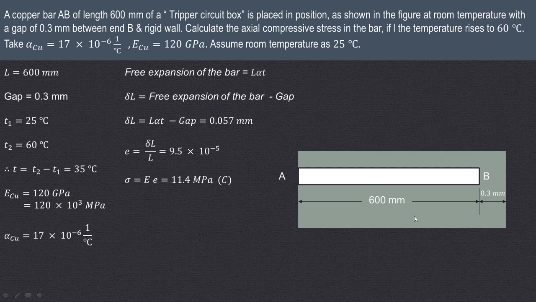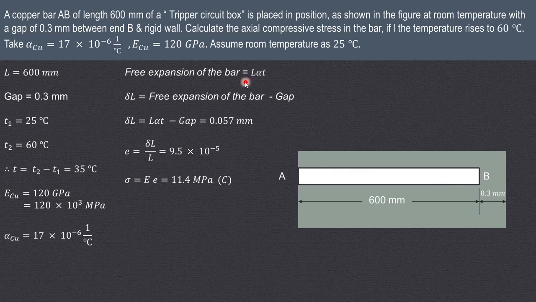So length of the rod is 600 mm, that is L is given as 600 mm. Then gap is 0.3 mm as indicated in the figure. T1, that is the room temperature, is 25 degrees centigrade. T2 final temperature is given as 60 degrees centigrade. So change in temperature is T2 minus T1, that is 60 minus 25, that is 35. Modulus of elasticity for copper is 120 GPa. So it is 120 into 10 raised to 3 megapascal. Alpha for copper is 17 into 10 raised to minus 6 per degree centigrade.